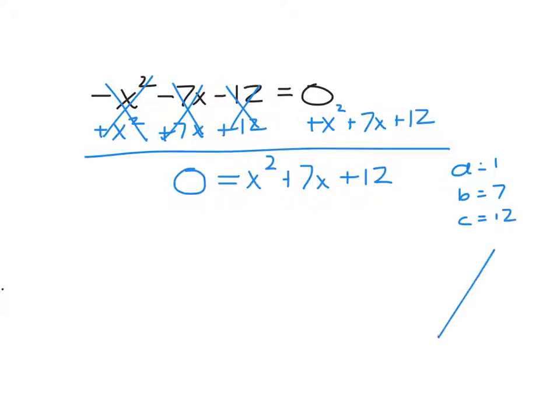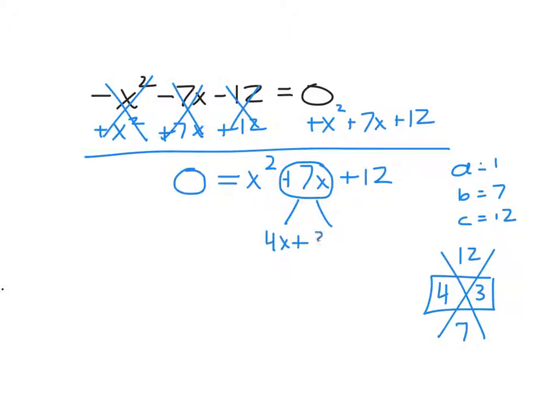So I'm going to find factors of 12 that add to 7, which in this case is 4 and 3. And now I do the same exact process. I replace the middle term with 4x and 3x, bring down my 12, bring down my x squared, bring down equals 0. It doesn't matter if the 0 is on the right side or the left side.